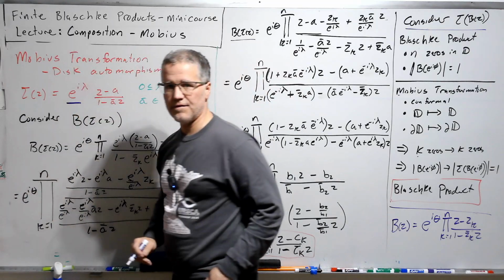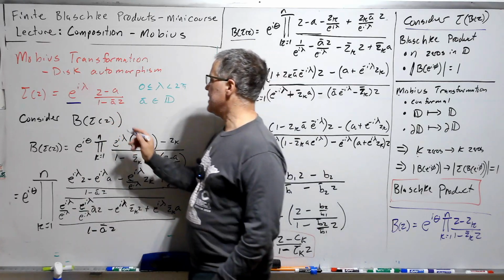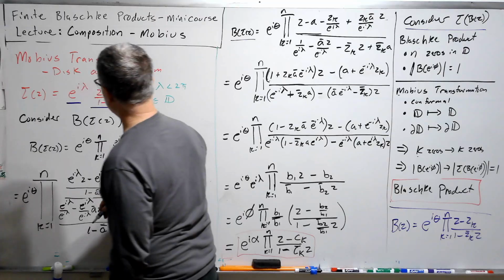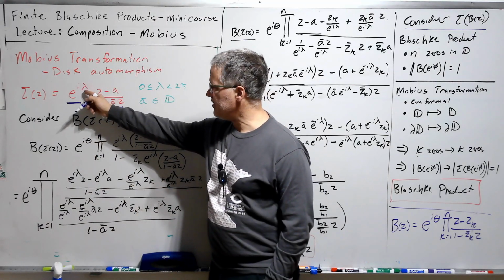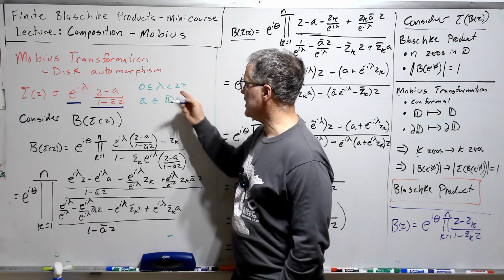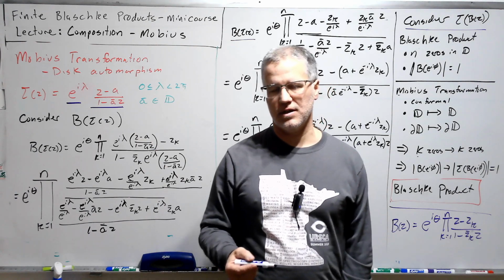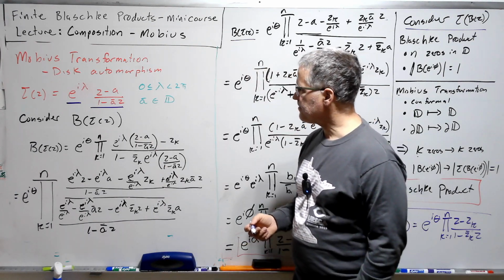There's the form of a rotation and what's called an involution. And so this is such that the rotation is given to us by e to the i lambda, where lambda is a real number between 0 and 2 pi. And then a is a complex number from the complex unit disk.